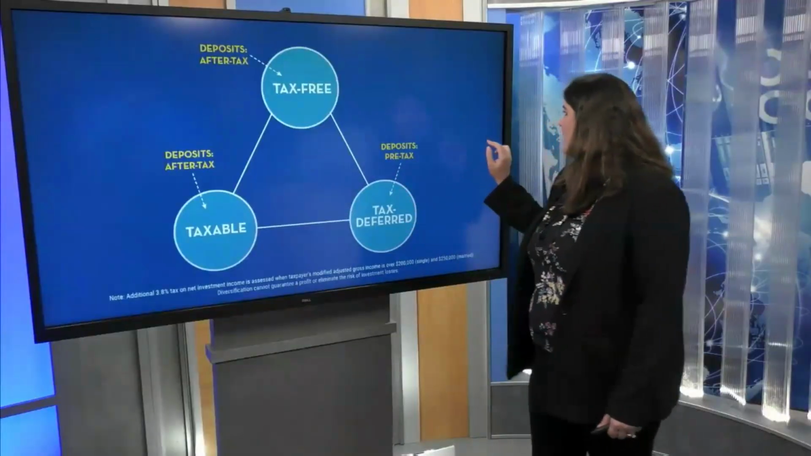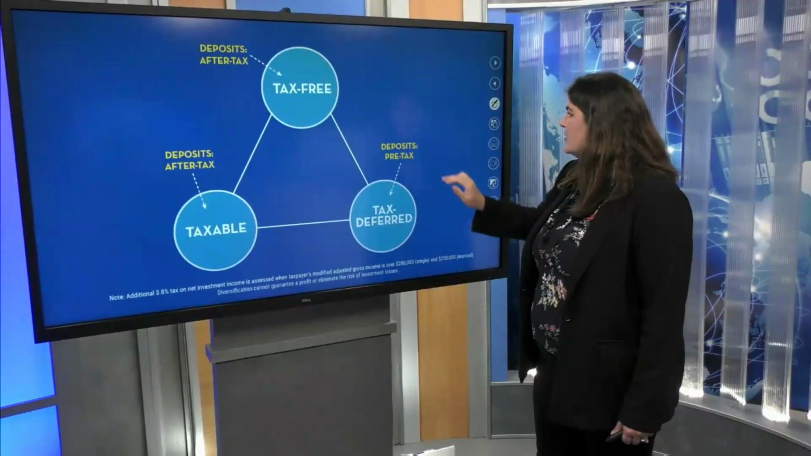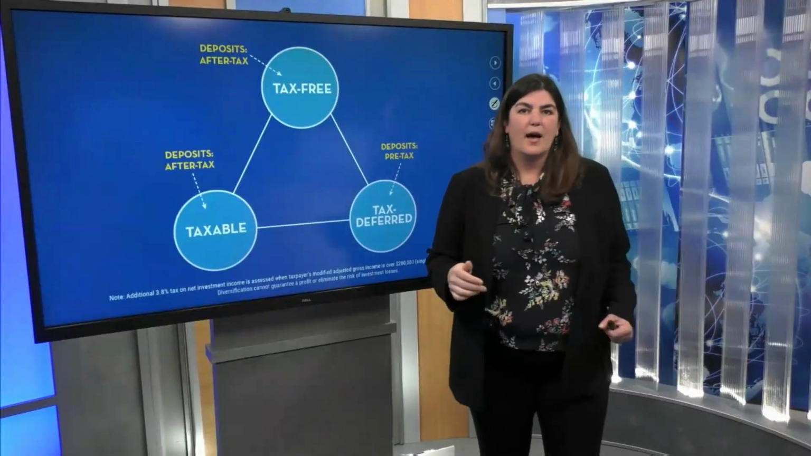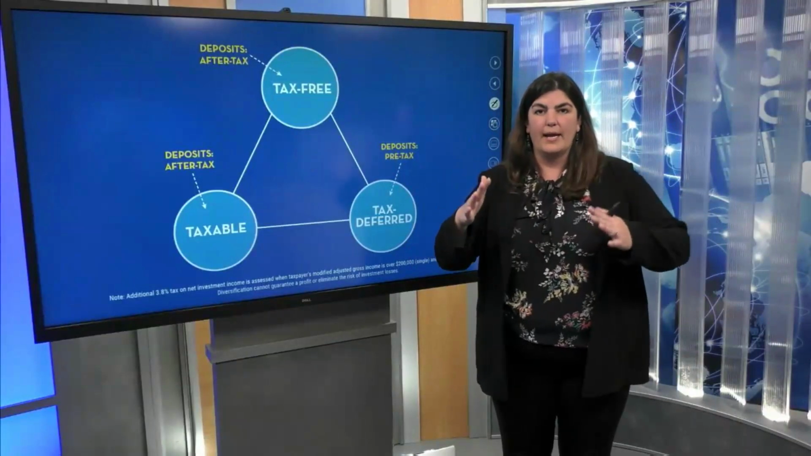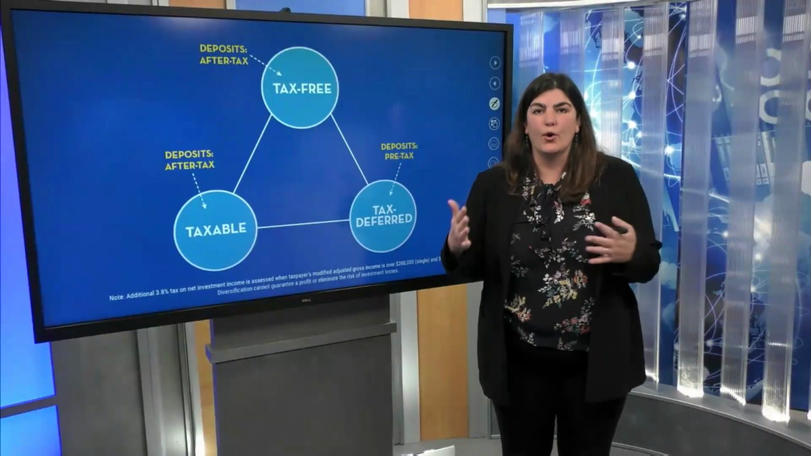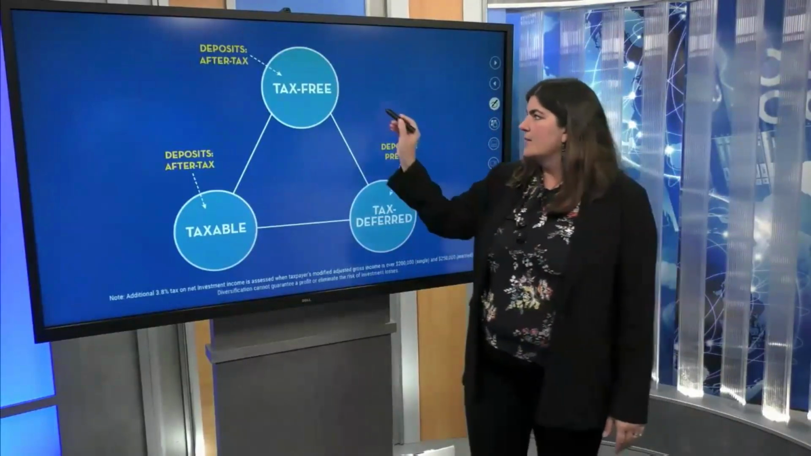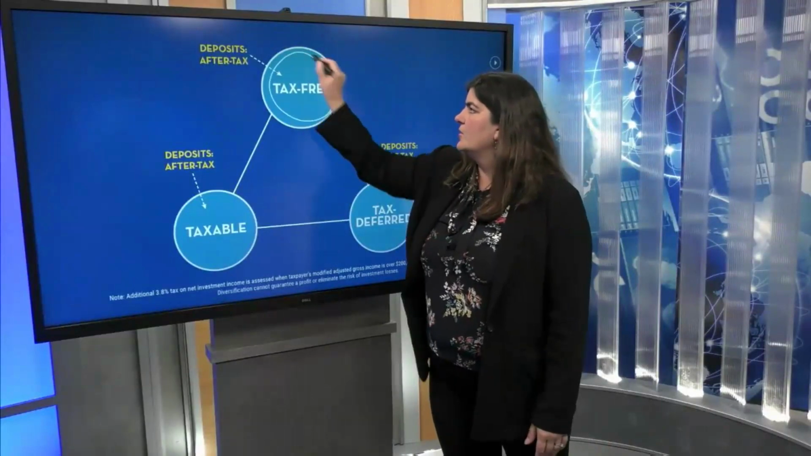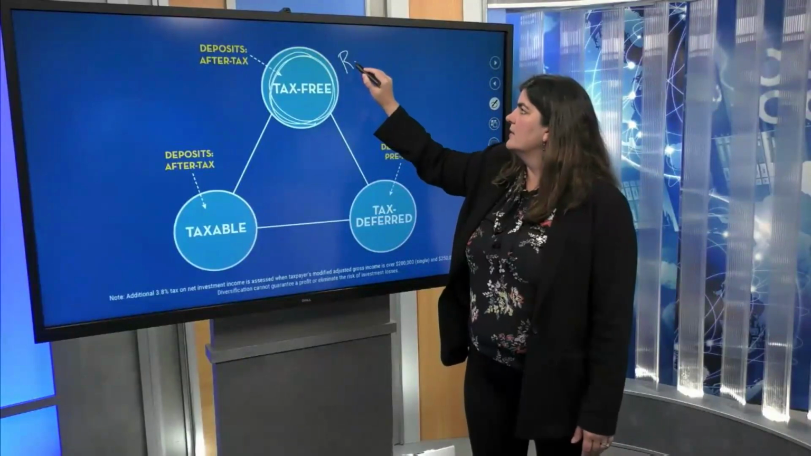All right, so let's talk about how this works practically, because there are certain things that you can do as an individual to set yourself up in a way that's going to maximize your control over your taxes in the future. So one thing that you can do is save money into Roth accounts.